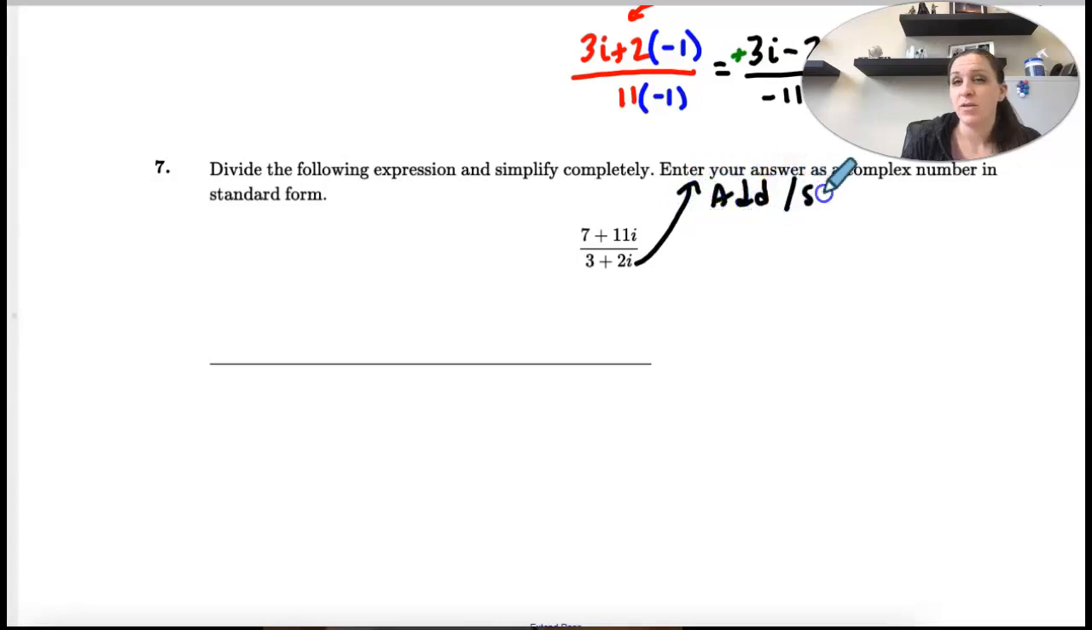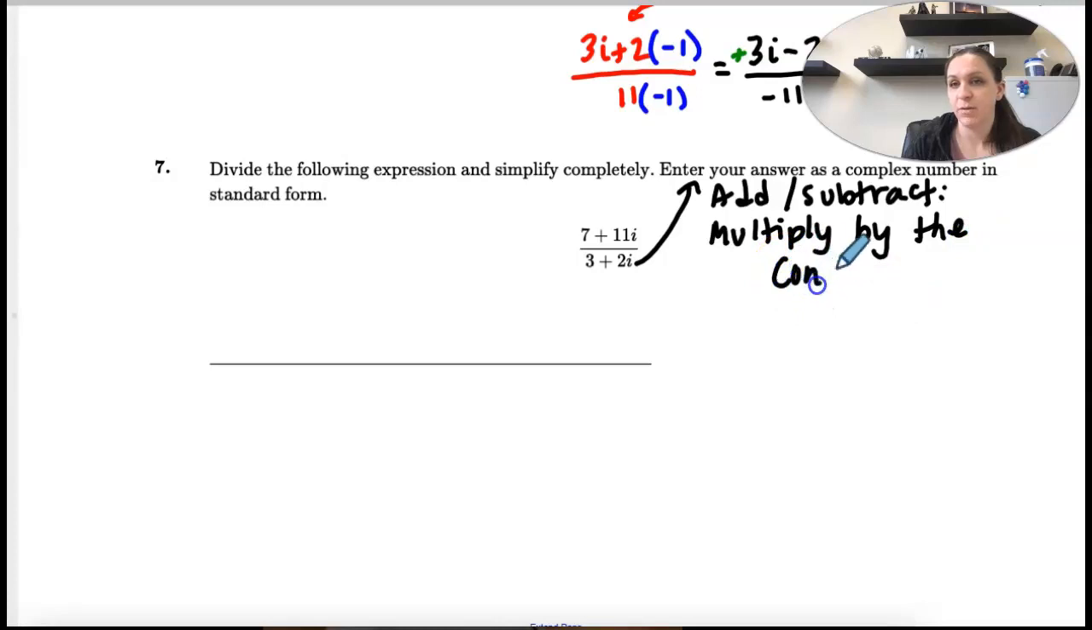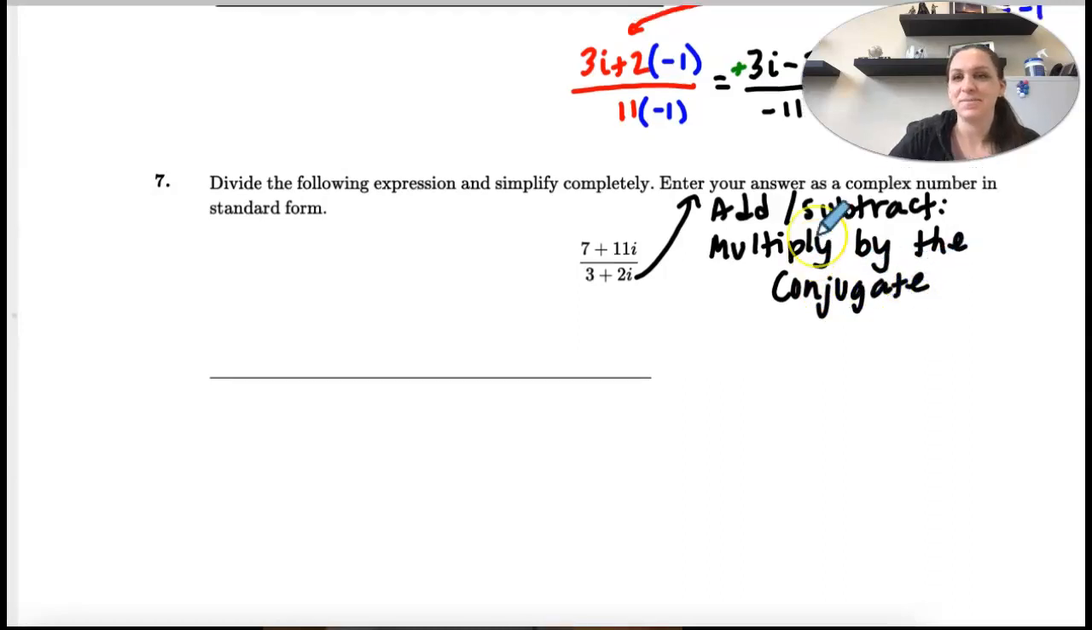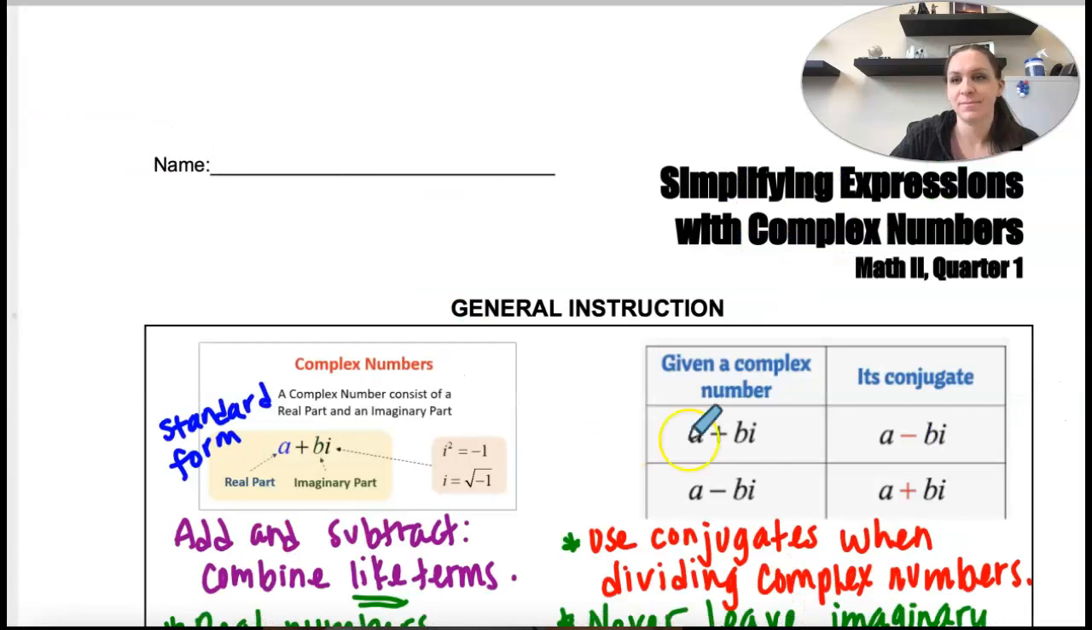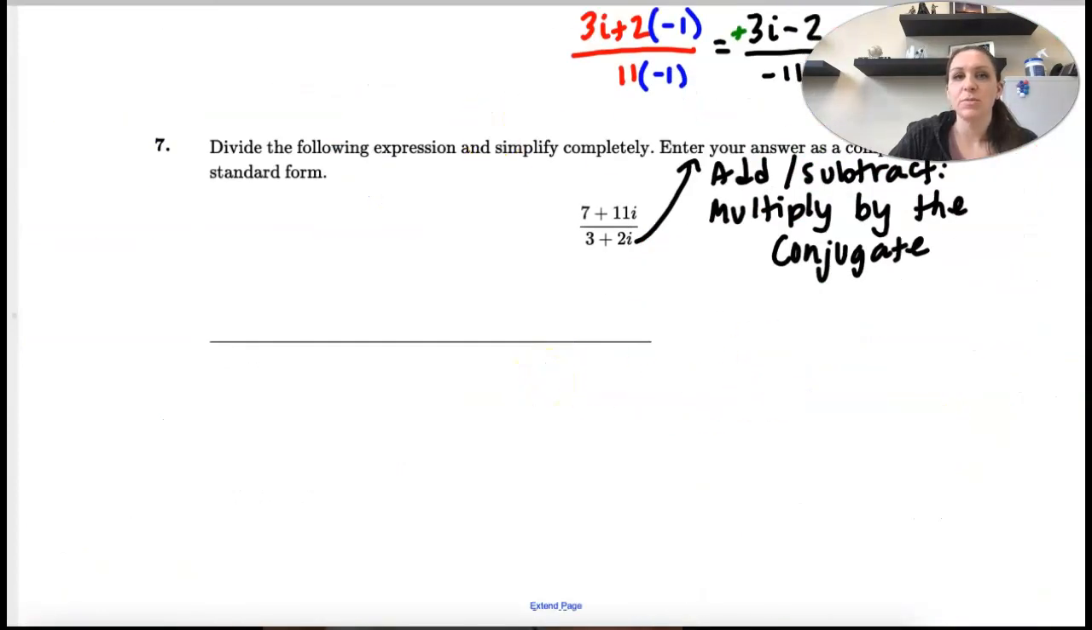So when you add or subtract, we're going to multiply by the conjugate. It's kind of a weird word. I feel like I'm going to spell it wrong. Conjugate. Right here. So what we're doing is we're changing the sign from plus or minus. We're going to take the opposite sign. Nothing else changes. So multiply by the conjugate.